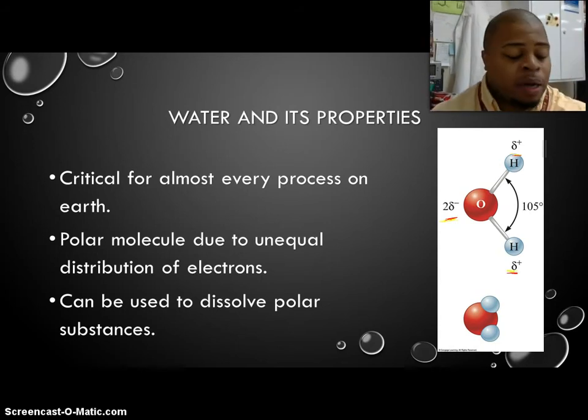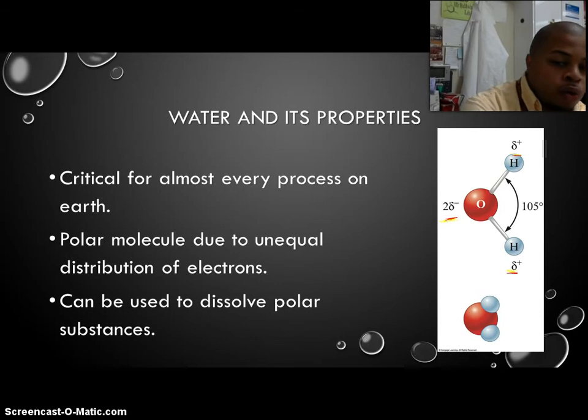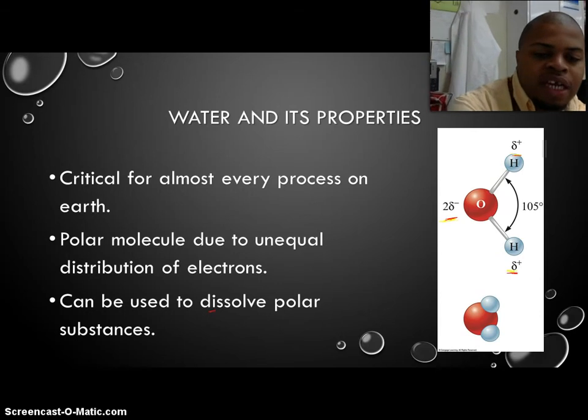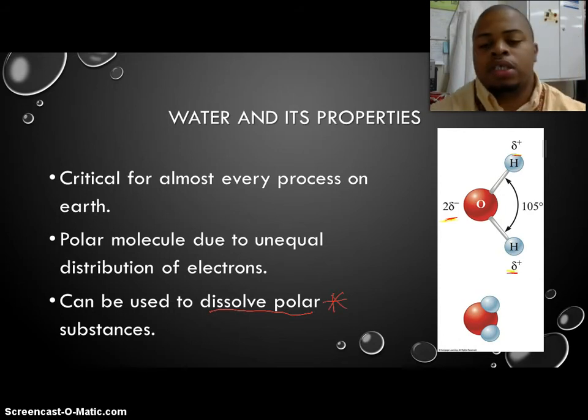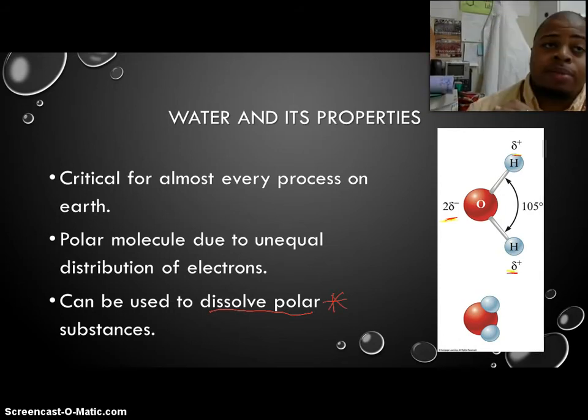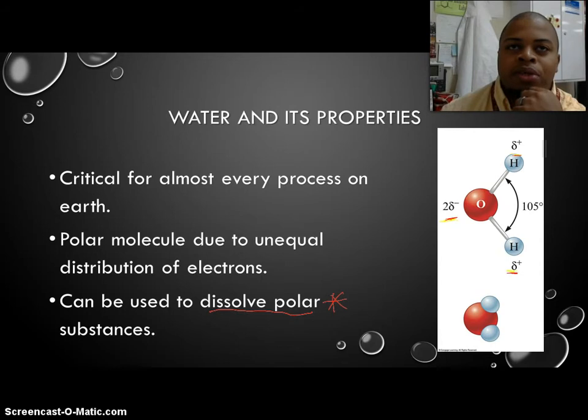Now, this gives us the opportunity to be able to dissolve polar substances. Notice that I'm saying it can dissolve polar substances. That's a key. You want to make sure you have that written down. Polar substances. If it is a non-polar substance, like a fat or a lipid, it won't be able to dissolve it. That's the reason why when you put oil and water together, they separate from each other. They don't interact.